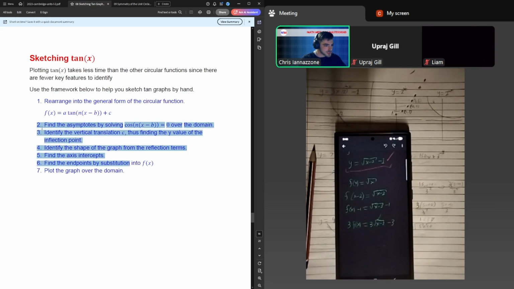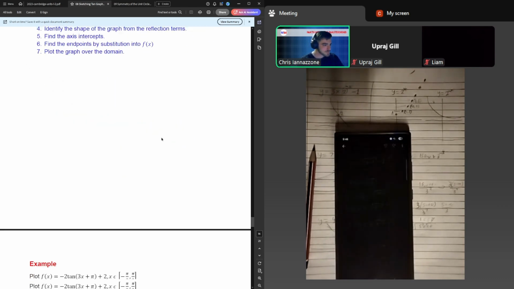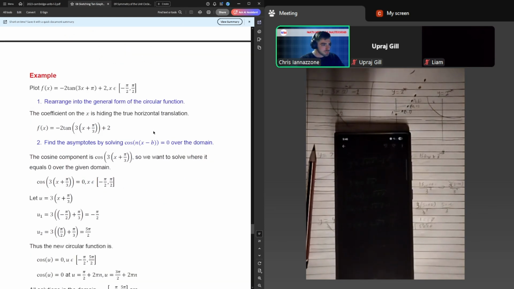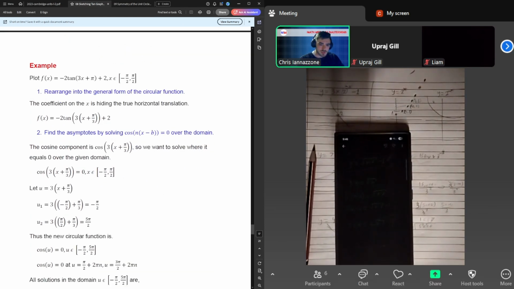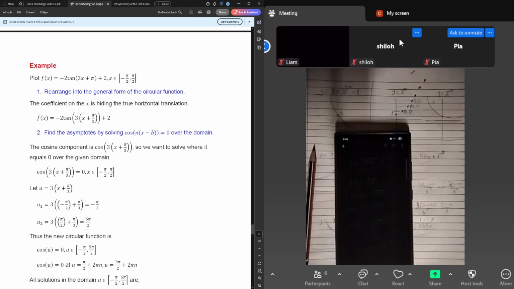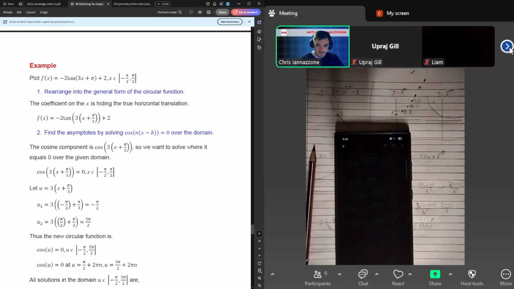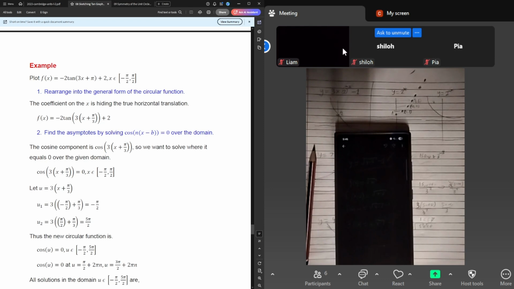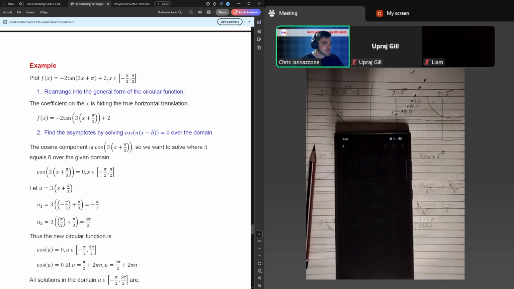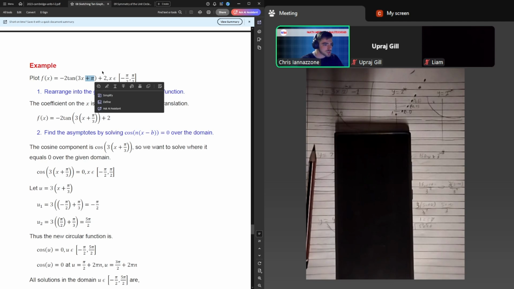Yeah, I don't think there's anything else that's really changed there other than this bit, find the axes intercepts. Before I go on to an example, any questions? Okay, so we've got pretty much everything here actually. We've got a reflection, we've got dilation in here, vertical translation, horizontal translation.